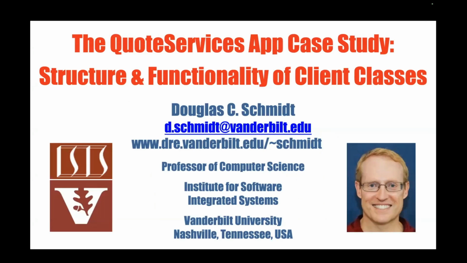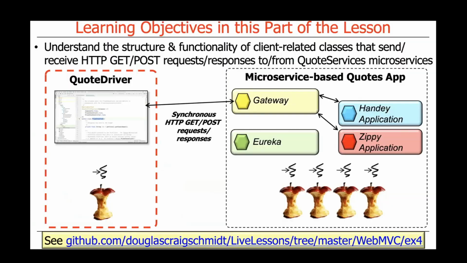So now we're going to turn our attention to the structure and the functionality of the client classes in the QuoteServices app case study. And this is going to apply both for the Handy application and the Zippy application. So both of those are going to be covered by what we're going to discuss here.